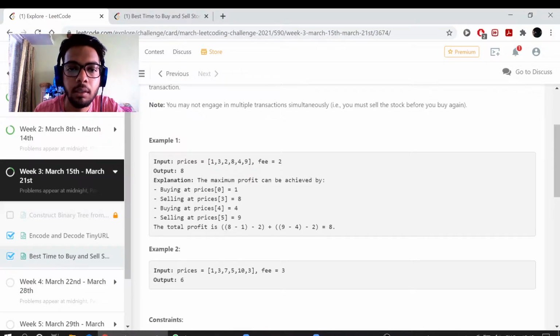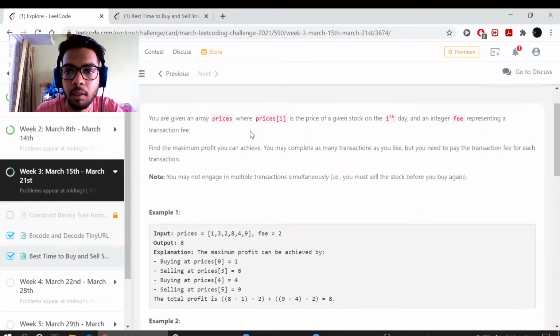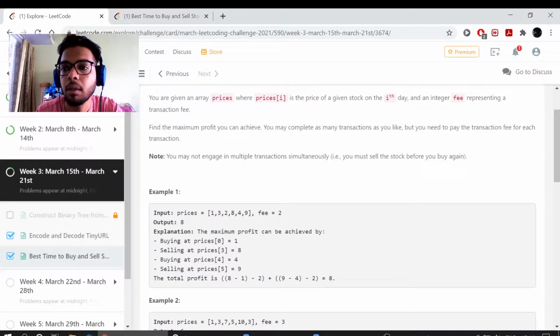So you see that, maybe you thought that I can buy at one, again I can buy at two, then I would sell at eight, and then I would sell at nine. You can't do that. And another key point to remember here is you have to pay transaction fees for each transaction, that is buying or selling, and that's it.